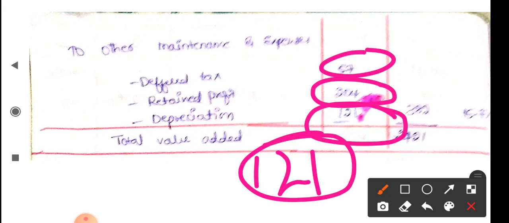When we total all this, it should tally with step number 1. So 2,421 has tallied exactly. So we get 2,421 in step number 2 as well. Here our solution is complete.